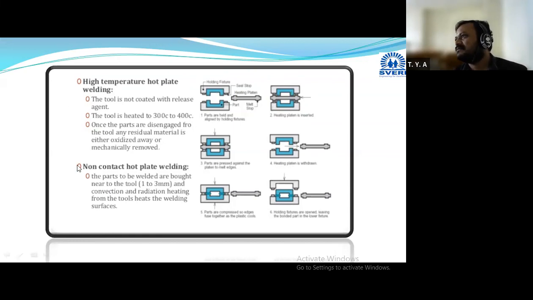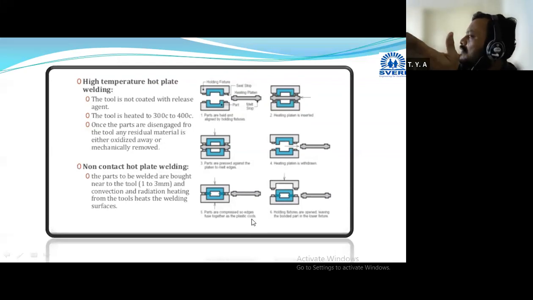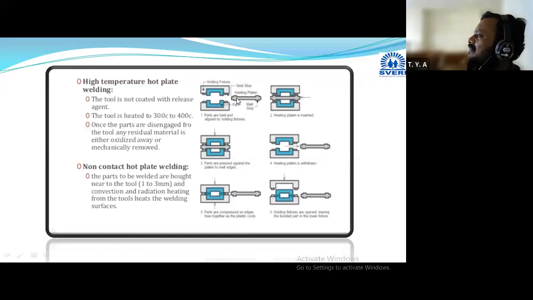Okay, this is your hot plate or hot tool. Here direct contact will be there. And in case of your non-contact hot plate welding, the tool and the plastic material are not directly coming in touch; there will be no touch of that hot plate to the material. Some gap will be there. Then heat is transferred through convection or radiation.